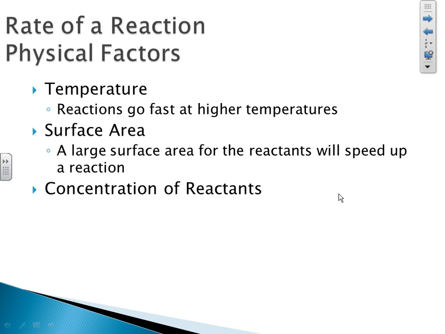Next, concentration. If we talk about the concentration of the reactants, we're talking about how much of those reactants are actually there or how pure those reactants are. Generally, concentrated solutions will react faster. If we talk about something being more concentrated, that means there's more per unit volume or area or whatever we want to talk about.